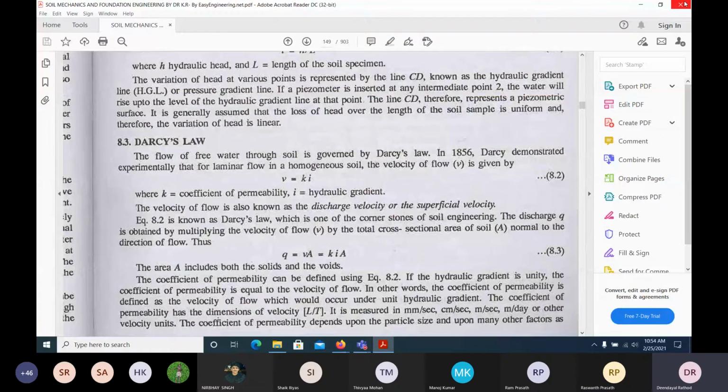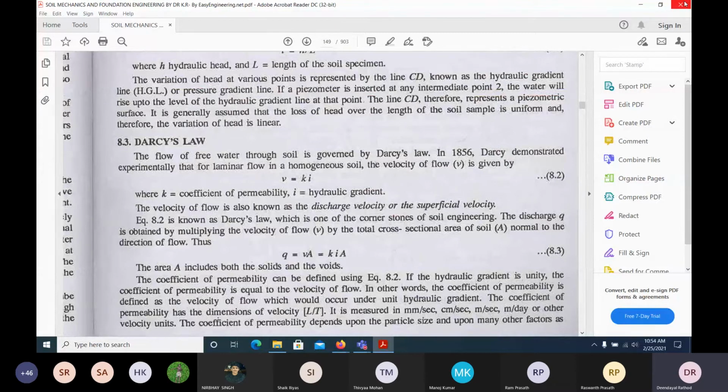So what is Darcy's law all about? Velocity is directly proportional to the hydraulic gradient. First, we write velocity is directly proportional to i, and then we can write it as V equals Ki. This particular K is nothing but the coefficient of permeability. Understand? So this K is called the coefficient of permeability.